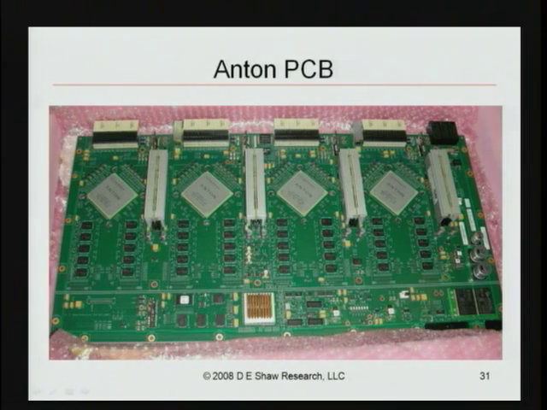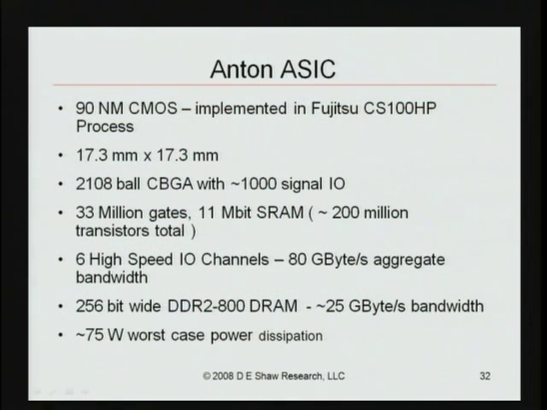Quick picture of the Anton ASIC and the Anton PC board. Chip statistics, I'm not going to go through these. We're out of time, and you can feel free to look at them. It's a 17 by 17 millimeter 90 nanometer ASIC clocking at 400 megahertz with the HTIS clocking at 800, and it's now operating in our labs. We have a 64 node system running. We should have a 512 node system running within the next month or so, and we are actually able to run some simulations on it.